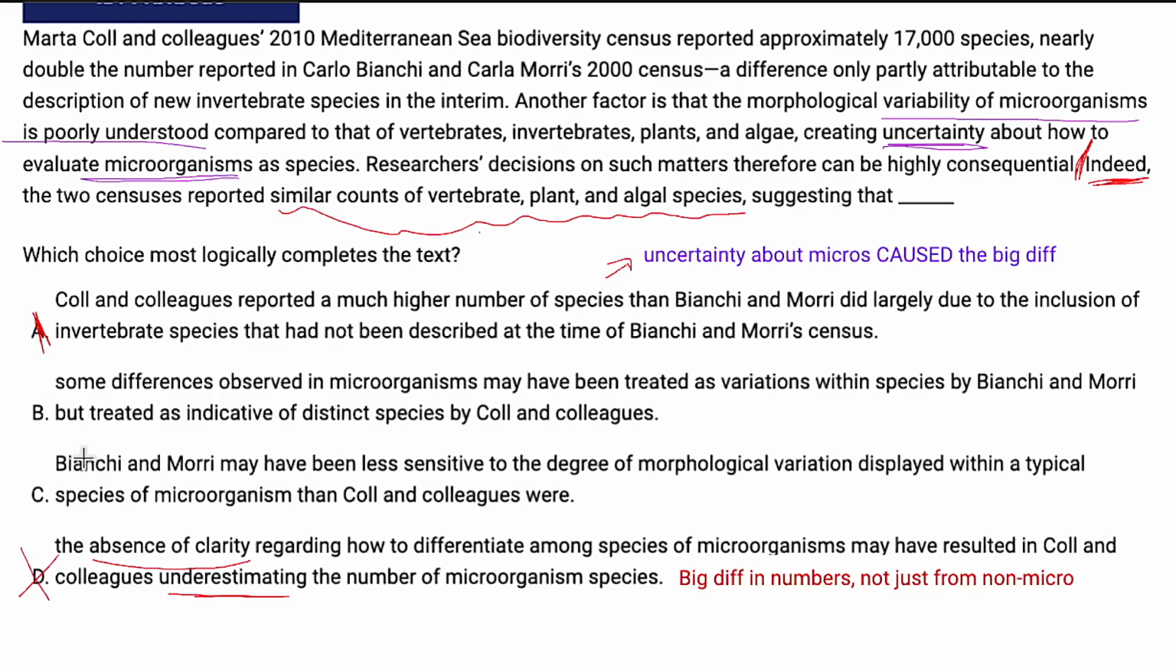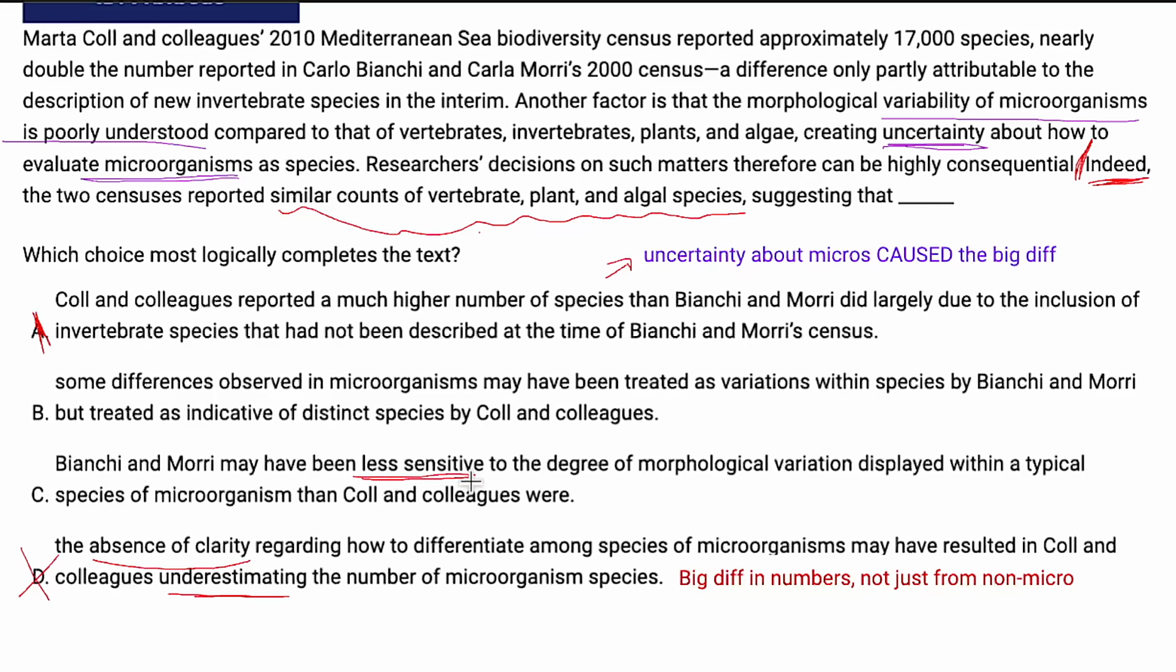All right, so going back to B and C, let's look at the wording. I'll start with C here: these guys may have been less sensitive to the degree of variation. You know what? Now that I'm reading that again, that same language, less sensitive, also seems to be a bit of a judgment call.